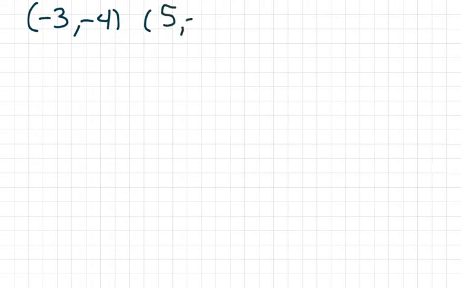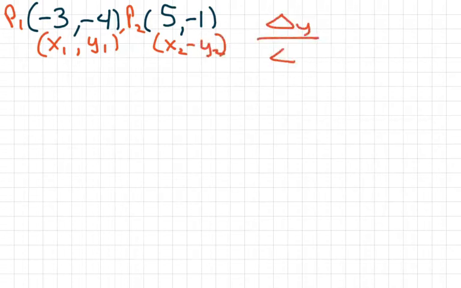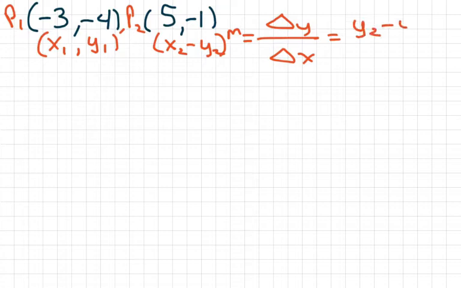Okay, so the next one's, let's do another one. Let's find the slope of the line that goes from negative 3 comma negative 4 and 5 comma negative 1. So I'm going to call this x sub 1, y sub 1. I'm going to let this be point 1, and point 2 is this one. So that's going to be x sub 2, y sub 2. And my change in y over change in x, which happens to be the slope, equals y sub 2 minus y sub 1 over x sub 2 minus x sub 1.